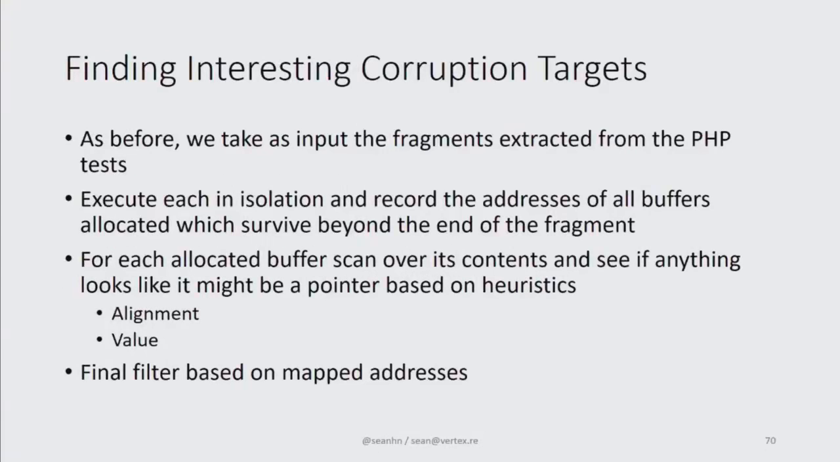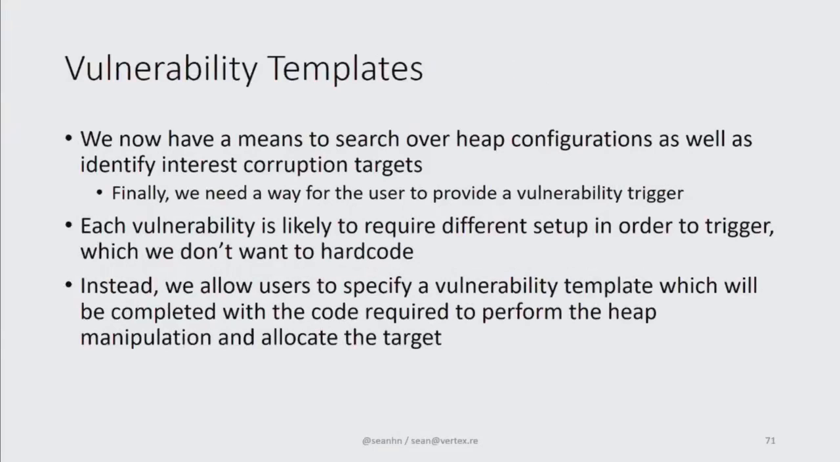So at this point what we have is something that can construct PHP programs which randomly manipulate the heap. We have something which can tell us what fragments of PHP code will allocate interesting targets on the heap. And what we want to do now is put these things together to perform the actual search itself. So each vulnerability we come across is obviously going to have a different kind of setup. It's going to require a different API to trigger. So rather than hard coding vulnerability-specific information into the search space itself, we have these vulnerability templates, which the search will fill in.